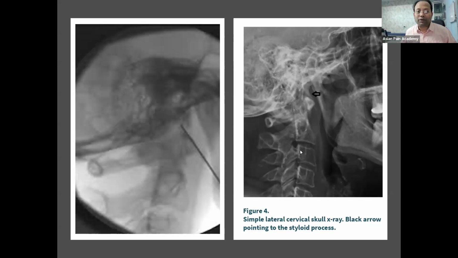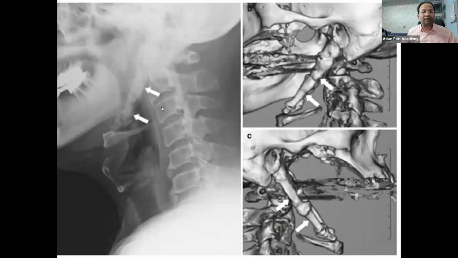Okay, so let us see the procedure. Here you may be very lucky in some patients and see a big calcified stylohyoid ligament. This runs from the styloid process to the hyoid. So here you can very easily identify it, but it is not the case in every patient. So you will search in front of C1, and then behind the angle of the mandible. In this area we will search.